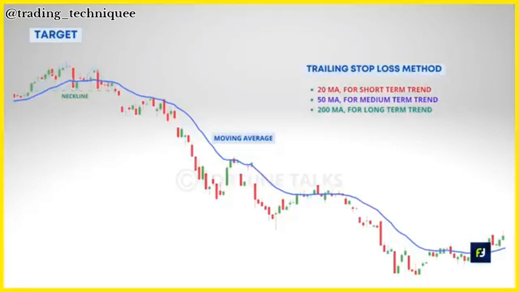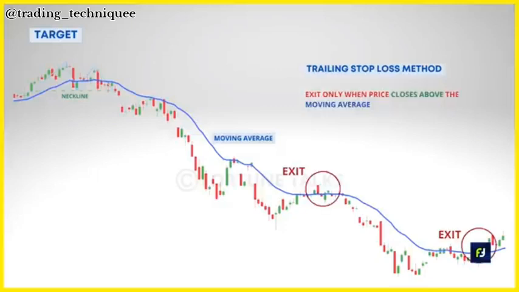So for capturing short-term trends, you use a 20-period moving average. For a medium-term trend, you use a 50 moving average. And for a long-term trend, you use a 100 or 200 moving average. And we will exit the trade only when the price moves below the trailing stop loss.